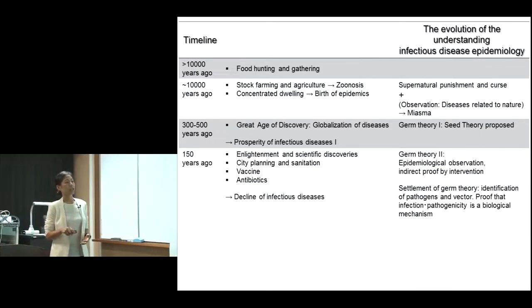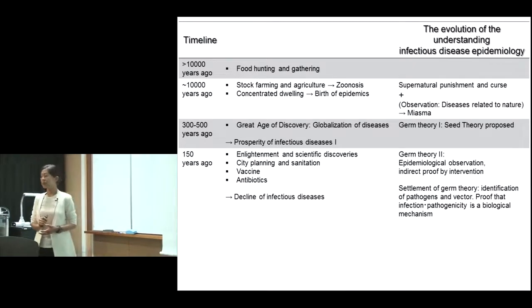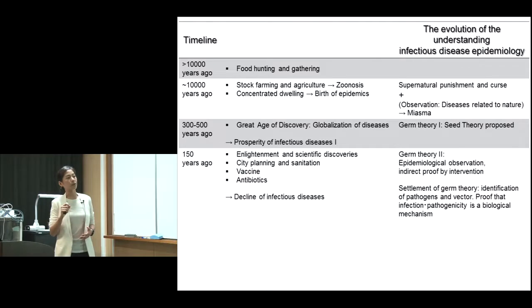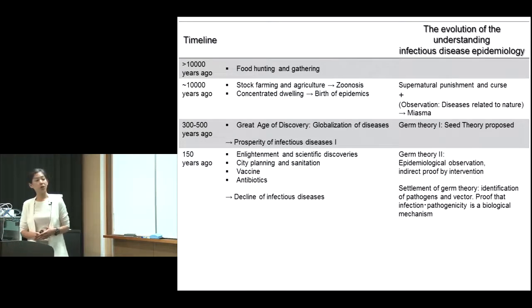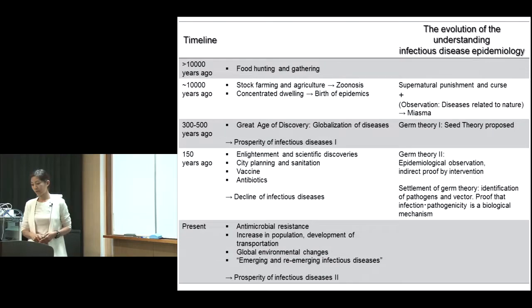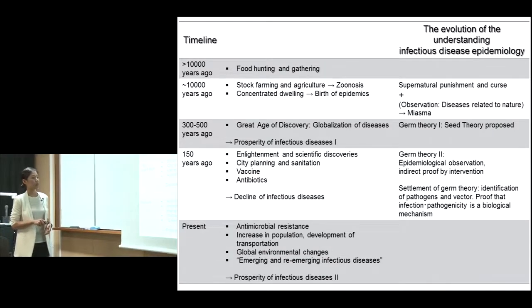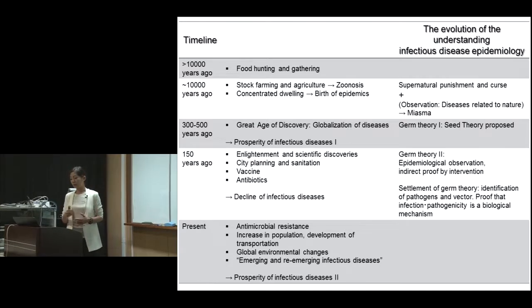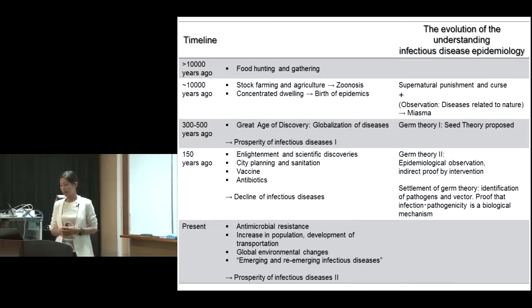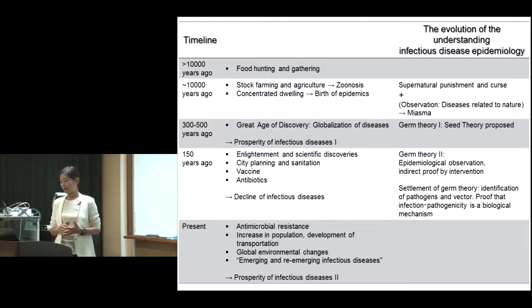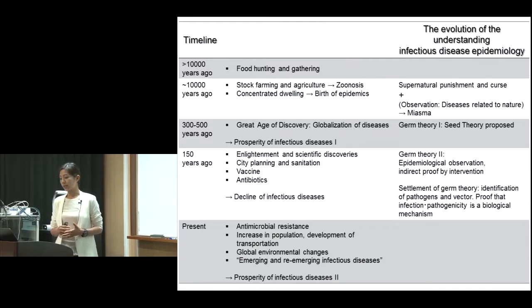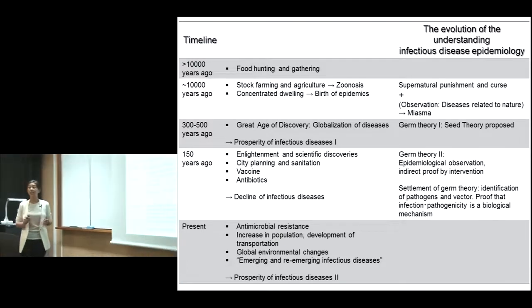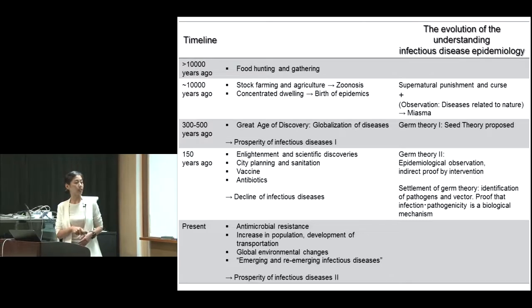And then it was due to Pasteur and Koch that led to the settlement of germ theory, through their identification of pathogens through experiment, and also the discovery of vectors. And in the present days, we are seeing antimicrobial resistance, along with the increase in population, development of transportation, and global environmental changes. Also, emerging and re-emerging infectious diseases have all together led to the prosperity of infectious disease in the second phase, as in the present day.